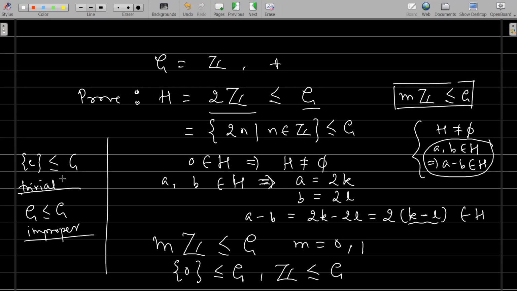So if I take M equal to 0, I get the trivial subgroup. If I take M equal to 1, I get the improper whole set. If I take 2, I get even numbers. These are multiples of 3, multiples of 4, multiples of 5, and so on. I'm not taking -1, -2 separately. Do you see that -1 times Z is the same as +1 times Z? Do you agree with that?